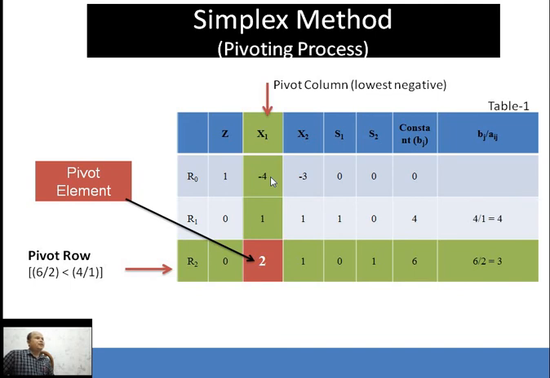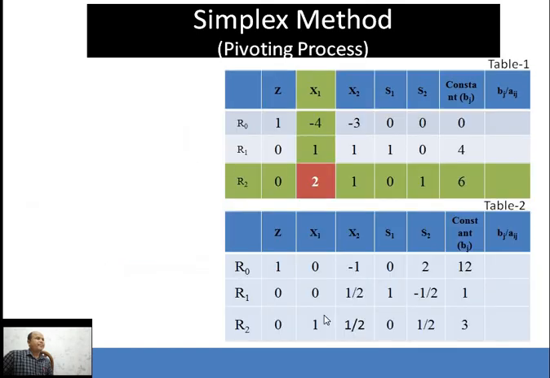Now how can we convert? In this conversion process, we should always take the pivot row. By taking this pivot row, we convert this pivot element into 1 and the other elements into 0, and accordingly all the values will change. So this is the procedure of the simplex method. Let us see how to convert it into 1.